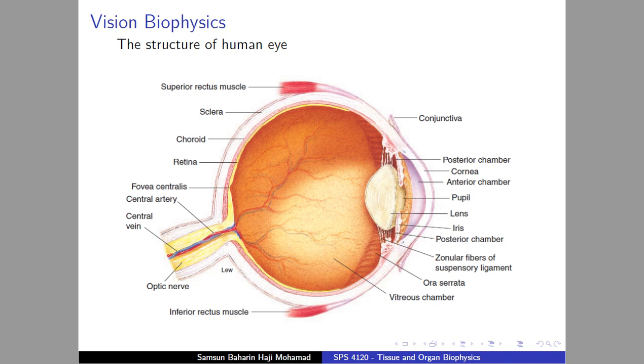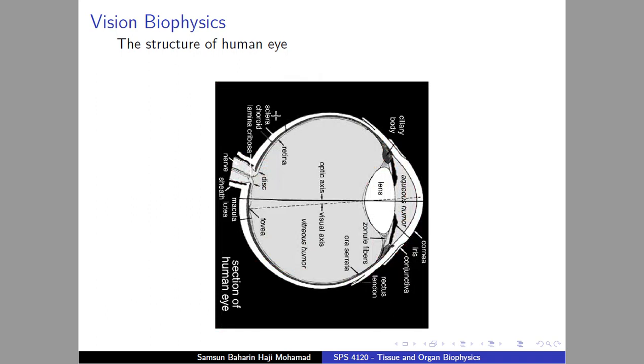This is again the structure of the human eye. You can see the ray tracing. So these are the images. This image is turned into a signal, then sent to the brain. So how does it work?